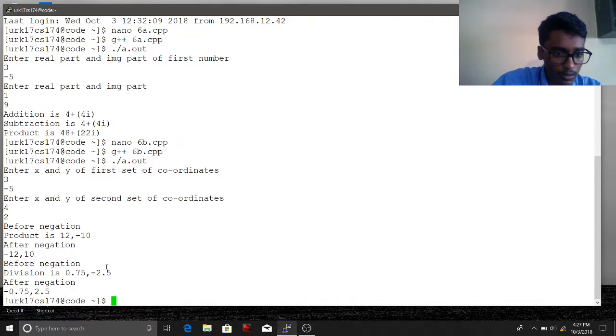Hence we can see that all the functions are working properly, and this is the end of the sixth experiment in C++. Thank you.